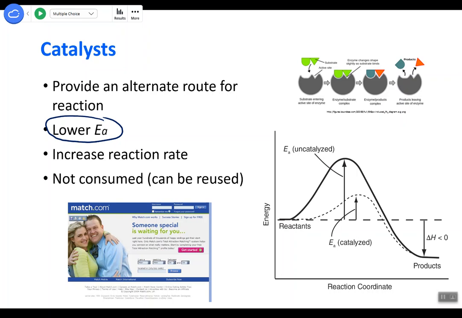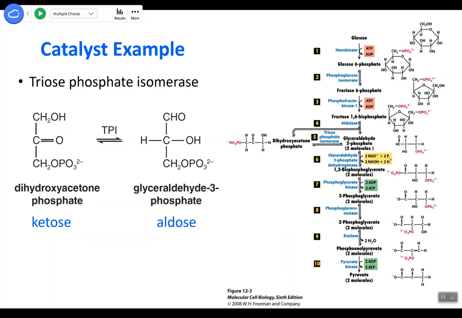And this catalyst can be used over and over again. It says, okay, here you go, smash you together, away you go. Next one, here, smash you together, and off you go. A catalyst can be reused, it's not consumed. Here's an example.